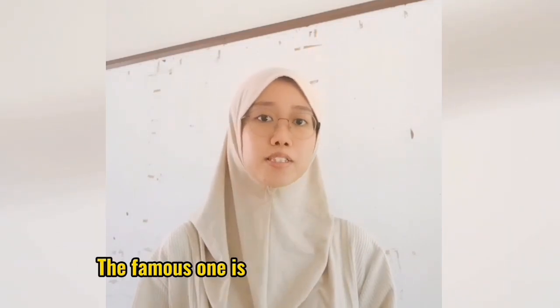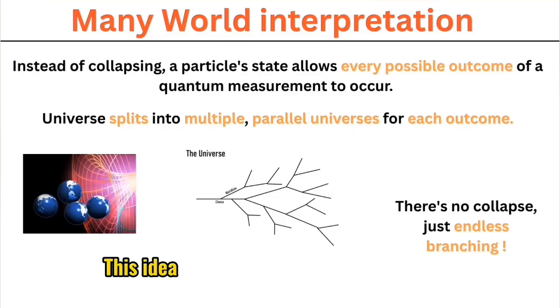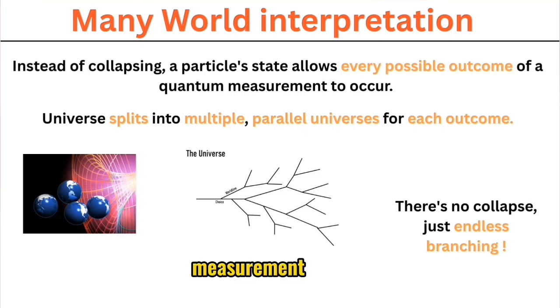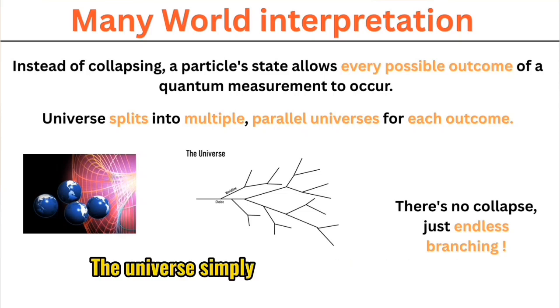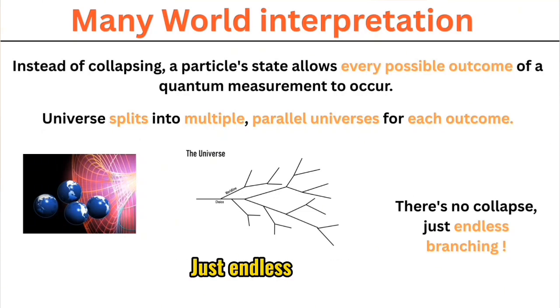The famous one is the many worlds interpretation from 1957. This idea suggests that instead of collapsing, a particle state allows every possible outcome of a quantum measurement to occur. The universe simply splits into multiple parallel universes for each outcome. So if a particle could be left or right, in one universe it goes left and in another it goes right. There's no collapse, just endless branching.